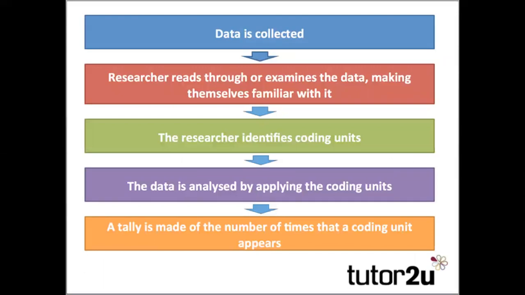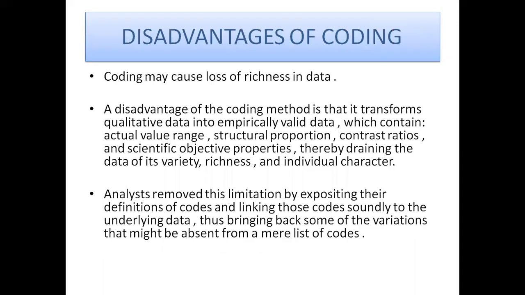This is the flowchart diagram for coding. First, the data is collected and then the researcher reads through or examines the data, making themselves familiar with it, and then the researcher identifies coding units. The data is analyzed by applying the coding units, and then a tally is made of the number of times that a coding unit appears. Now, what are the disadvantages of coding?